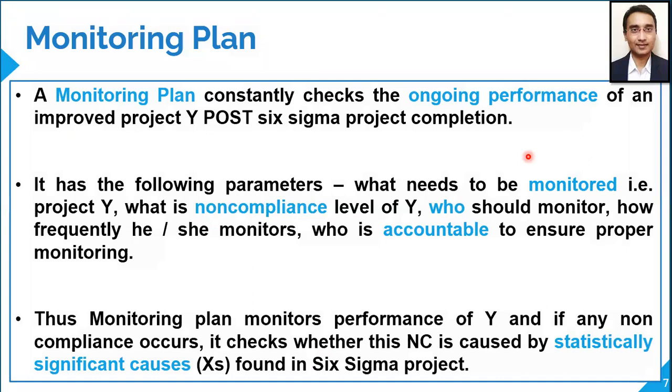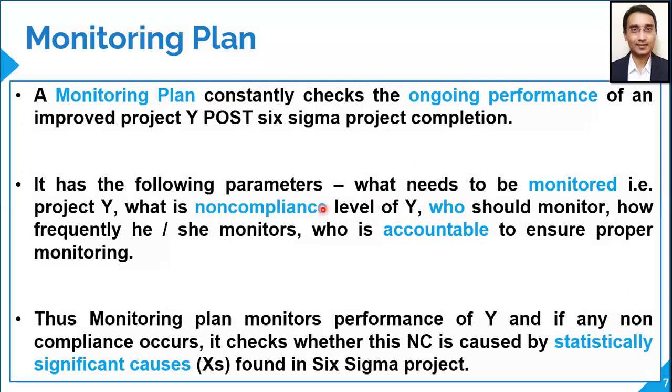Now, what are the different parameters or elements of the monitoring plan? The monitoring plan has the following parameters. A, what needs to be monitored, we need to specify that. So it's like a template. The very first column is for what needs to be monitored. Of course, our project Y. What is the non-compliance level of Y? So what will we call non-compliance, right? If performance is not up to the mark, we need to mention that.